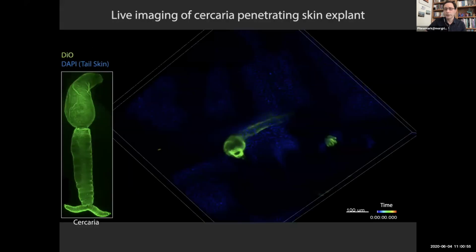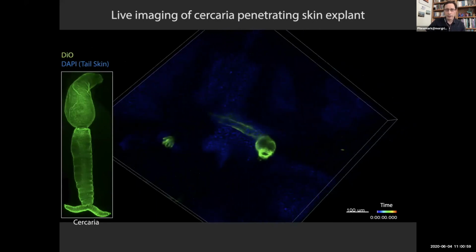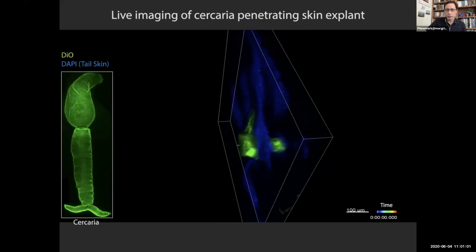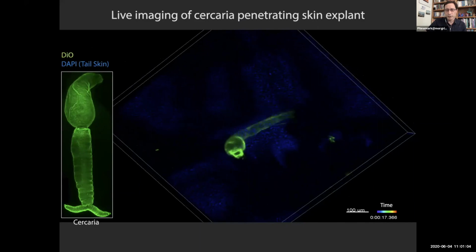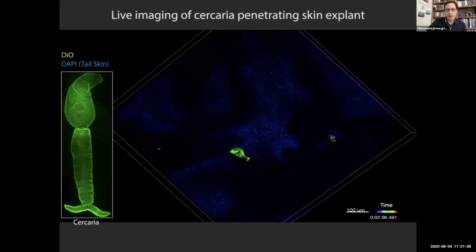Okay, so let's just take a look at what this looks like. What Jay's done here is labeled the skin in DAPI, and then the parasite is green fluorescent labeled with DiO. And what you can see here in the spinning disc confocal image is the parasite interacting with the skin and penetrating. And we'll play that one more time. So you can see here the parasite working its way through and then going through the skin.